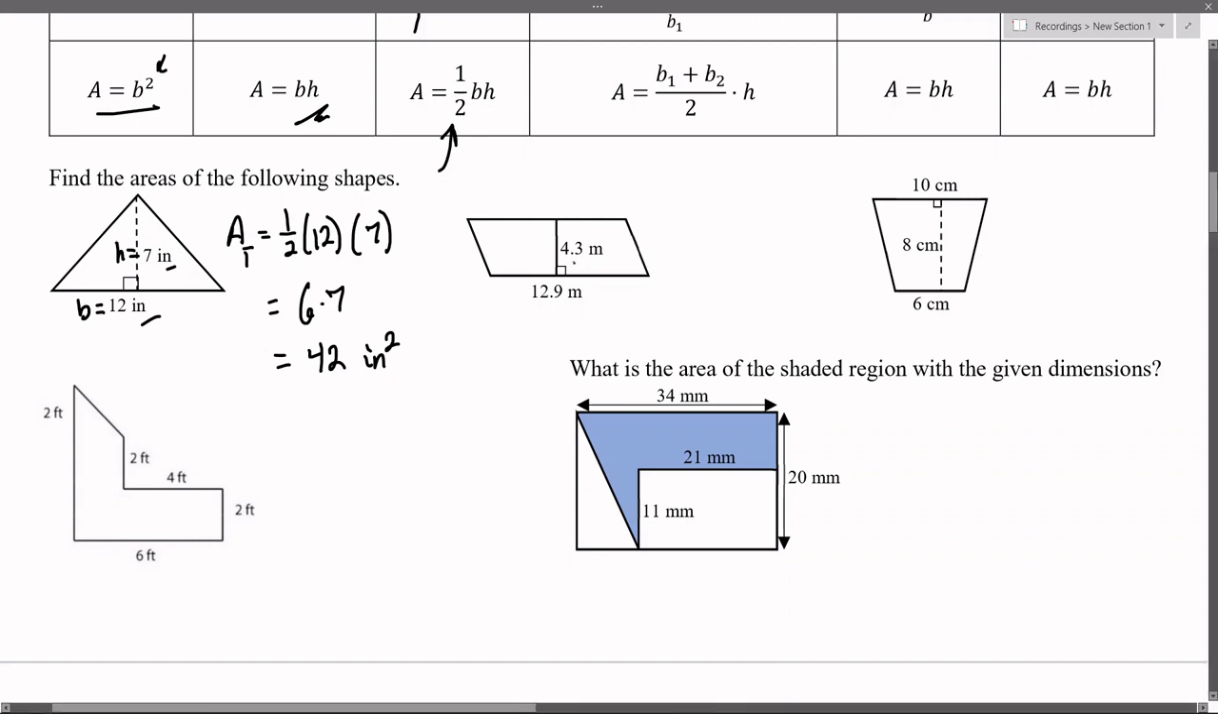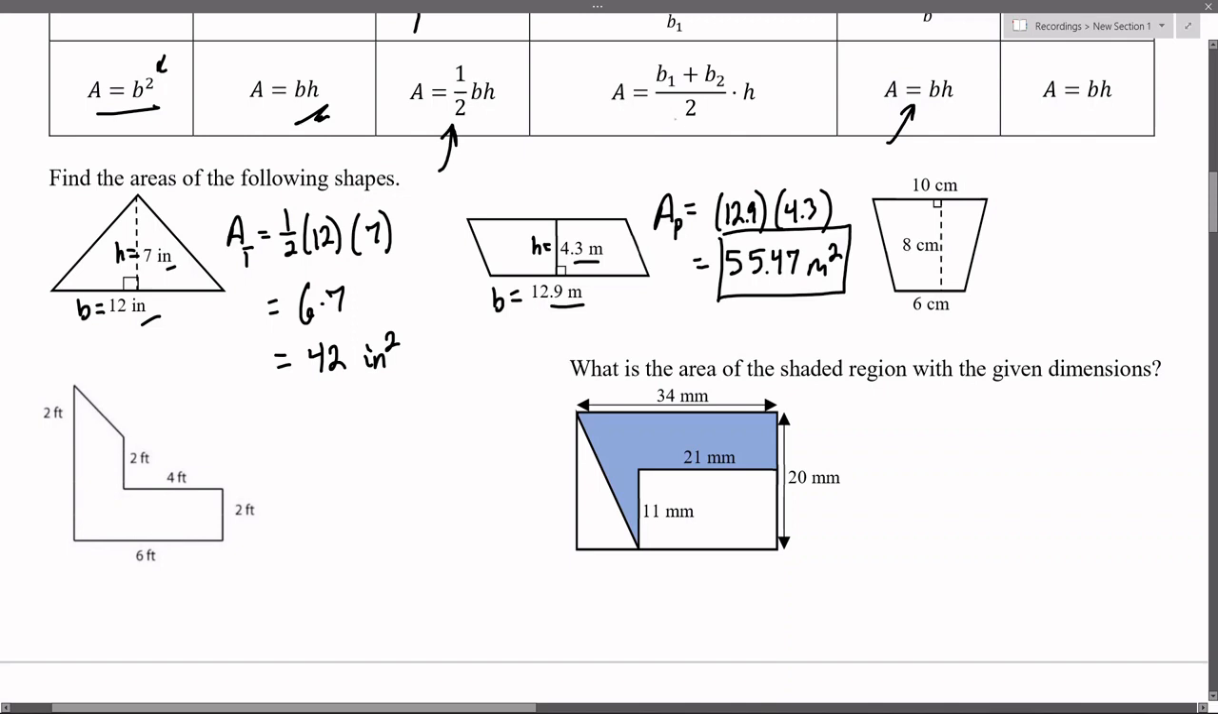Okay, here we have meters. We have 4.3 meters and 12.9 meters. This is a parallelogram. Area of parallelogram is base times height. You can see that the base is 12.9 and the height is 4.3. So the area of the parallelogram is base times height, 12.9 times 4.3. It's going to be meter times meter. And let me use a calculator here to find this. I'm getting 55.47 meter times meter is meter squared. So that's going to be the area measurement for this parallelogram.